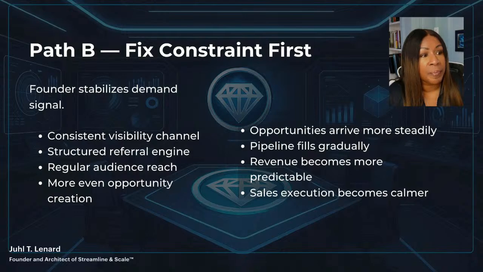And so the founder stabilizes the demand signal. How does he or she do that? Consistent visibility channel, structured referral engine, a regular audience reach, consistent, and more even opportunity creation. So we put more signal out there. Then opportunities arrive more steadily. The pipeline fills gradually. Revenue becomes predictable, and sales execution becomes calmer. Okay.